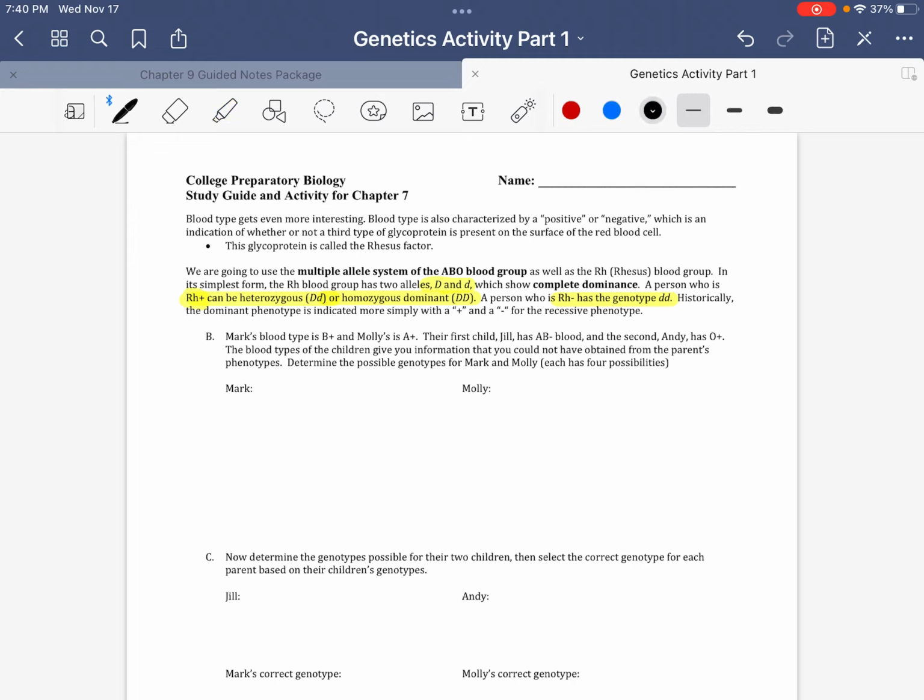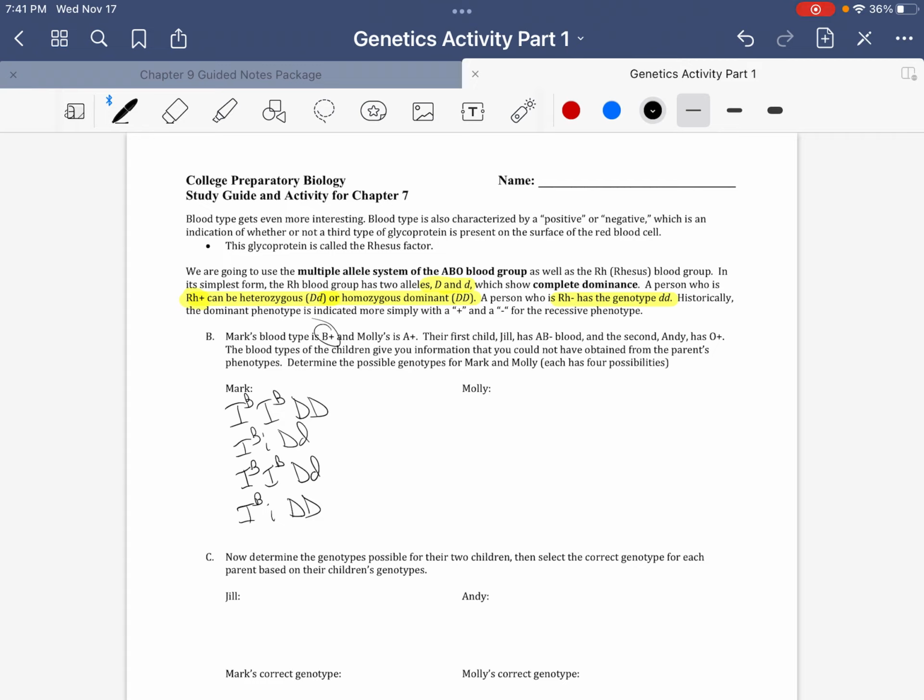Okay, so we had to go through and list out the genotypes for Mark and Molly. Mark is B positive, so he could have homozygous dominant for both traits. Could be heterozygous for both traits. Could be homozygous dominant for the ABO group and heterozygous for the rhesus, or it could be heterozygous for that B protein and homozygous for the rhesus protein.